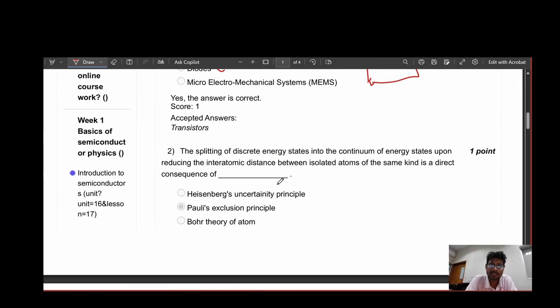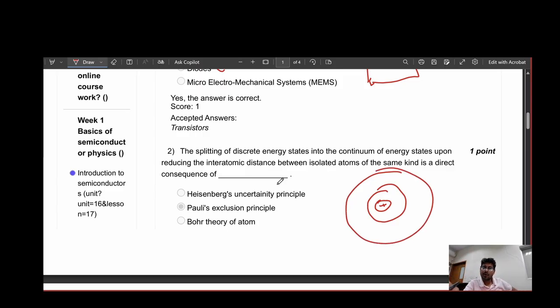The next question is the spreading of discrete energy states into the continuum states. The discrete energy states are the states of an isolated atom. Let us say this is an isolated atom, whatever atom it is. There are energy states in which electrons are always moving. If you are representing an energy band diagram on paper, you represent these states by lines.